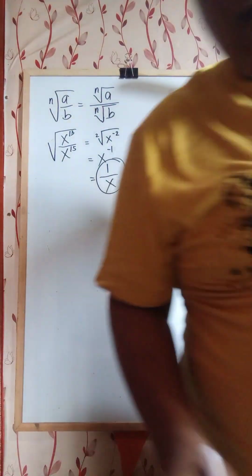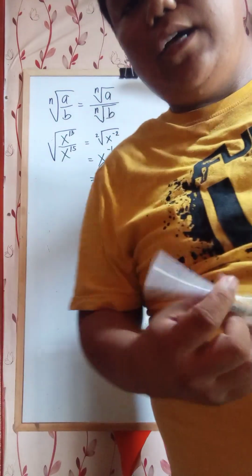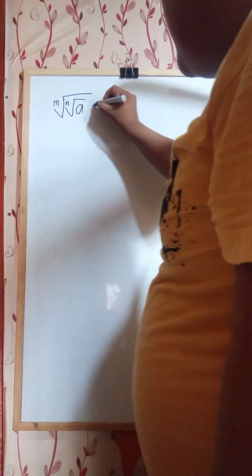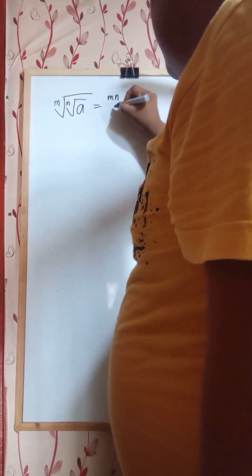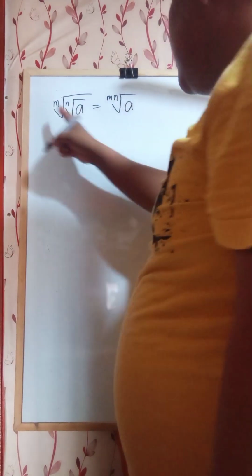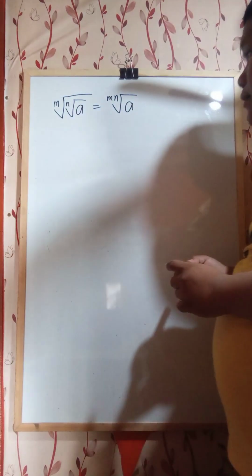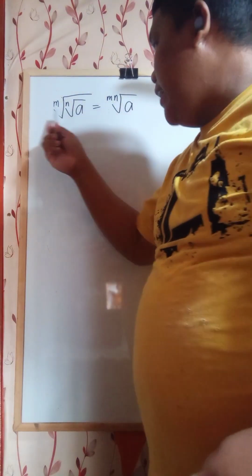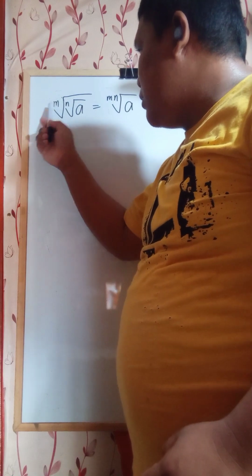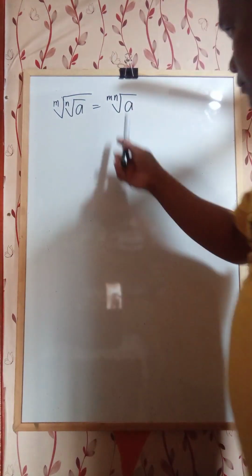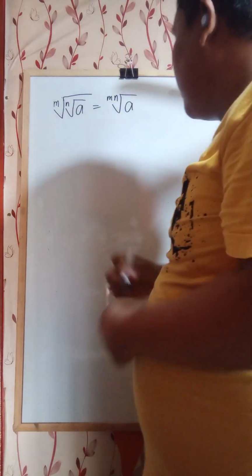So let's have the last law on radicals. The last one is the mth root of the nth root of a, which equals the mnth root of a. As you can see, there are two radical signs, the mth root and the nth root. We multiply their indices. So that equals the mnth root of a.